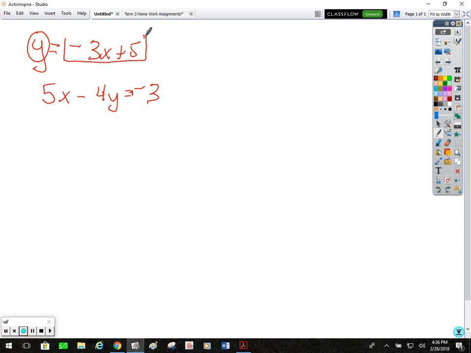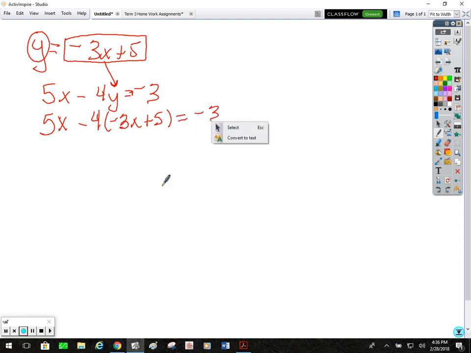Here is negative 3x plus 5. It's the value of y. So I'm going to plug it in. I'm going to substitute it right here for that y. So we're going to write it out: 5x minus 4 times negative 3x plus 5 equals negative 3.